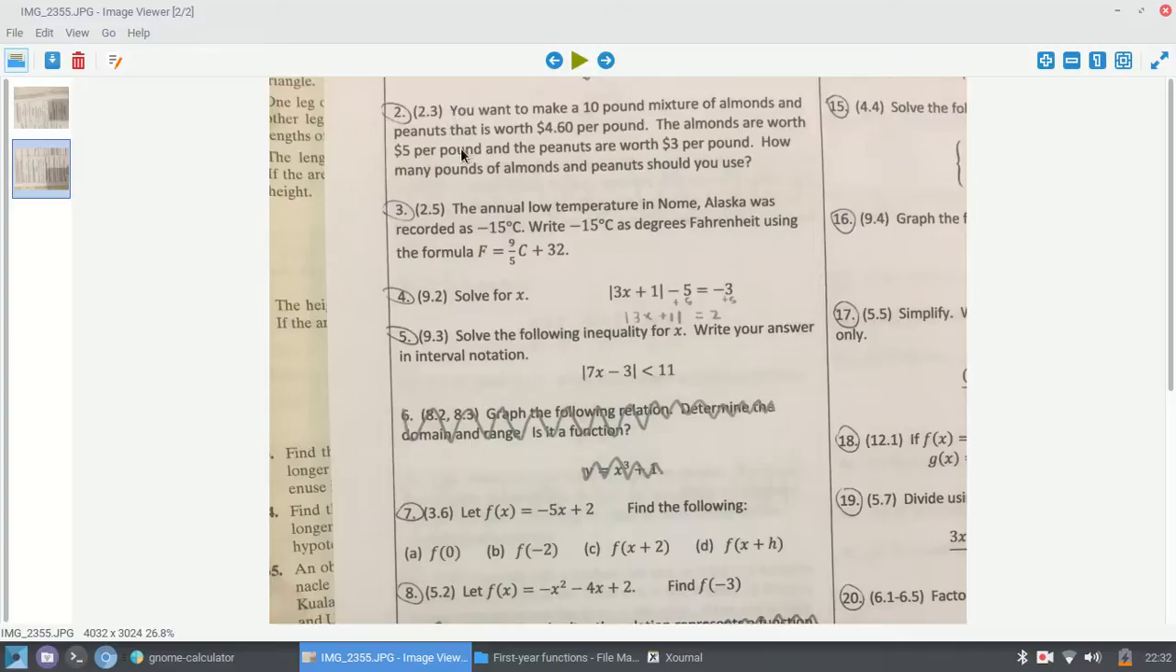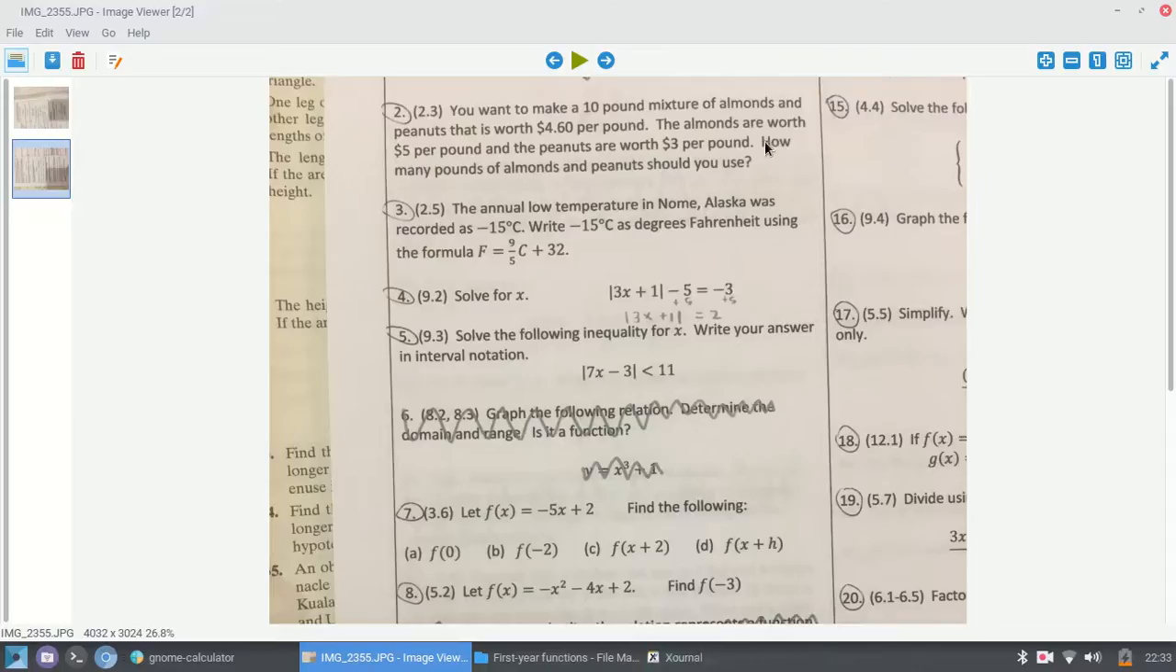It says you want to make a 10-pound mixture of almonds and peanuts that is worth $4.60 per pound. So the mixture itself is $4.60 per pound. The almonds are worth $5 per pound, and the peanuts are worth $3 per pound. They want to know how many pounds of almonds and peanuts should you use, right? This is where it gets a little complicated for most people. You have to make a set of equations. You have to get variables, or letters, really, and figure out how to do that.